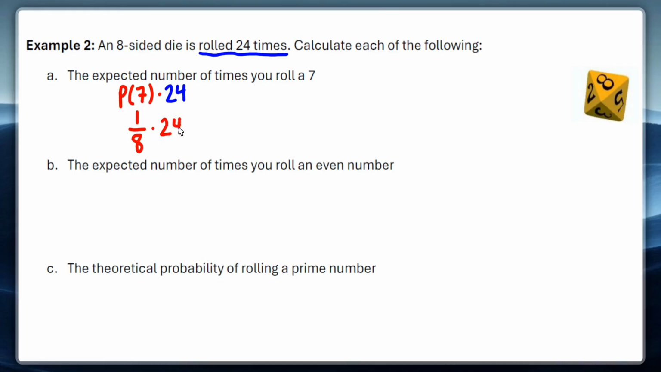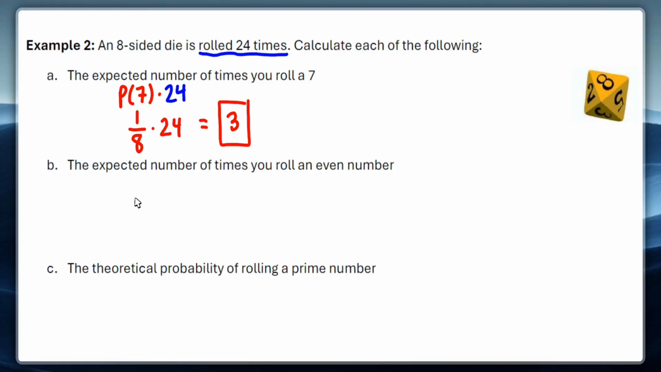Multiply that by the number of trials, 24. That would give us the expected number of 7s we can expect to roll doing this 24 times. If we multiply this, 1 over 8 times 24, that gives us 3. So that this makes sense, we are answering this question saying that the expected number of times you would roll a 7, we expect to roll a 7 3 times if we were to roll a total of 24 times.